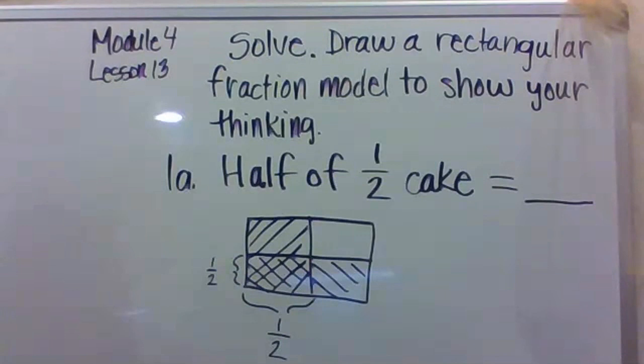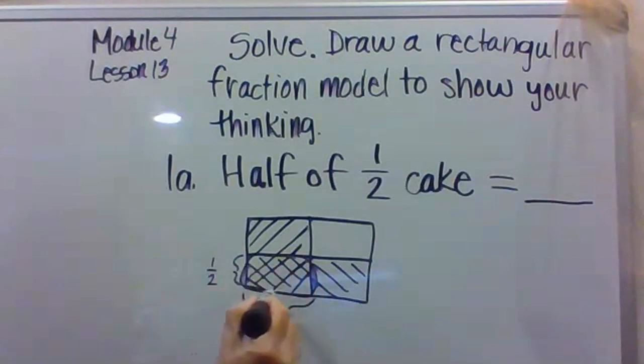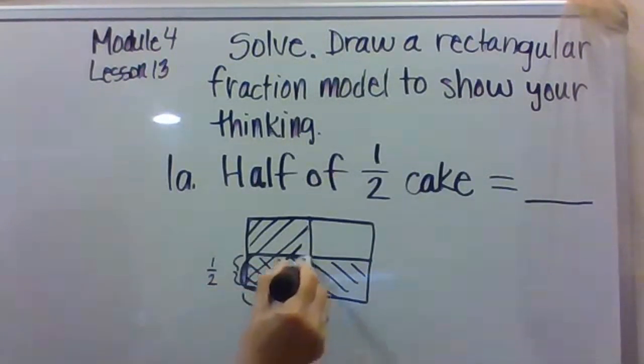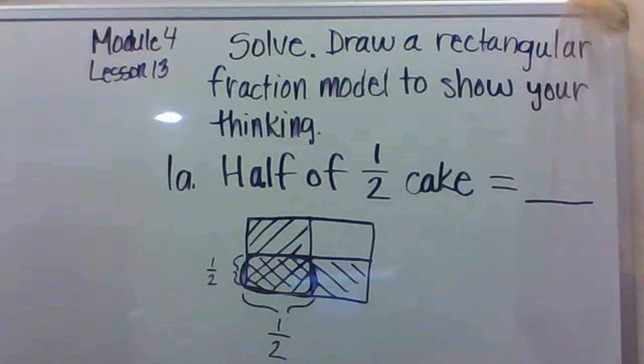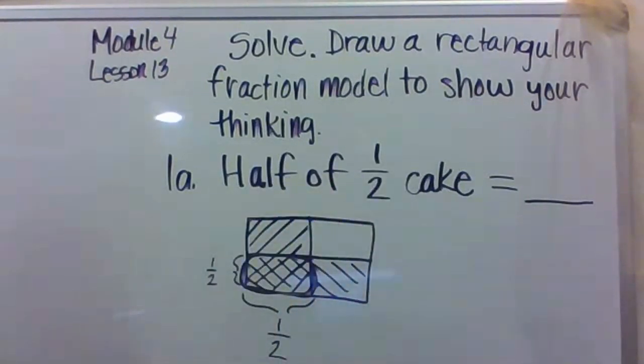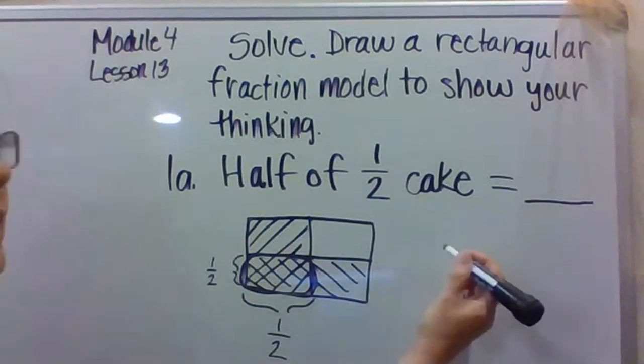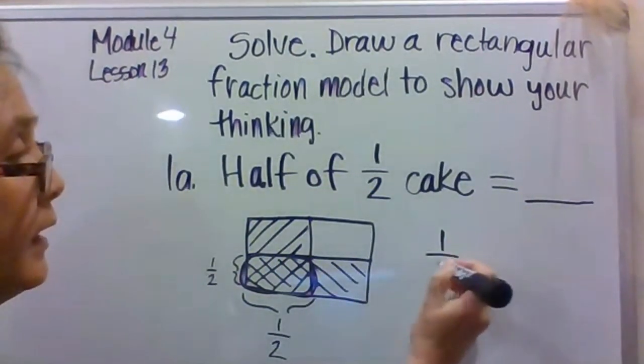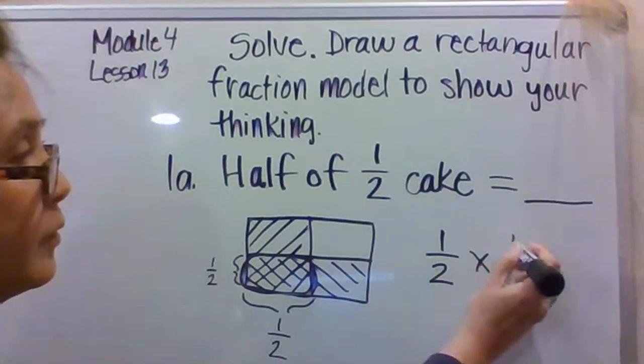So remember how we would look at what's been highlighted twice or colored in twice or overlapped with our cross hatching marks. I can see it's this piece right here. So this would be our product. Okay, so I'm going to show you the equation that would go with that. So you're taking half of a half. What does of mean in math? Of means multiply. So the equation would look like 1/2 of 1/2.